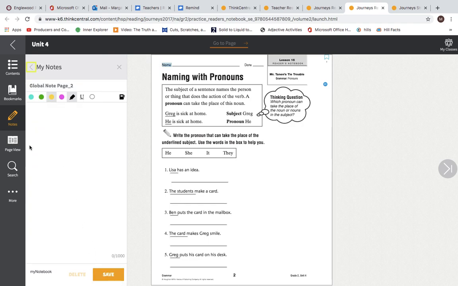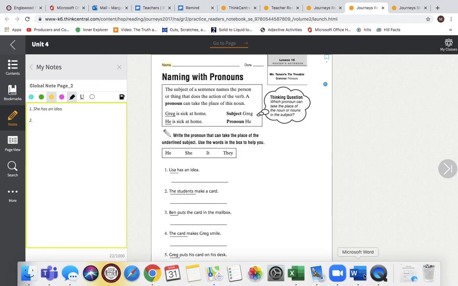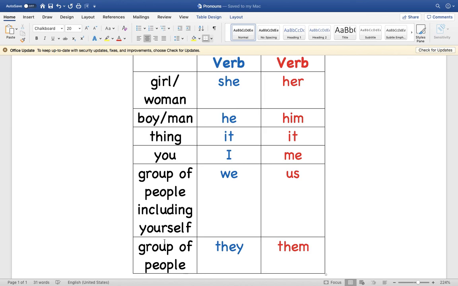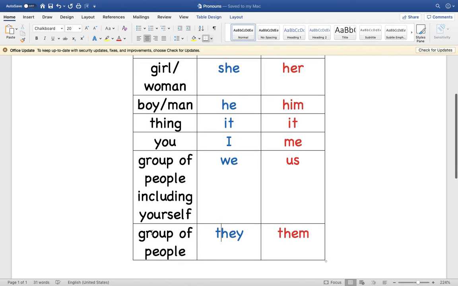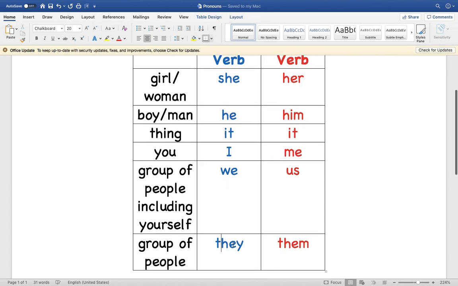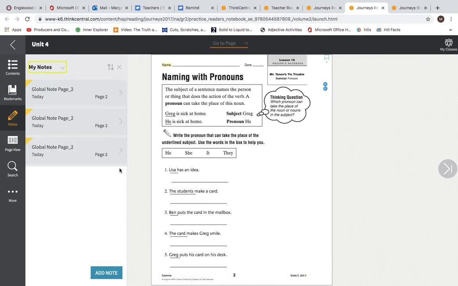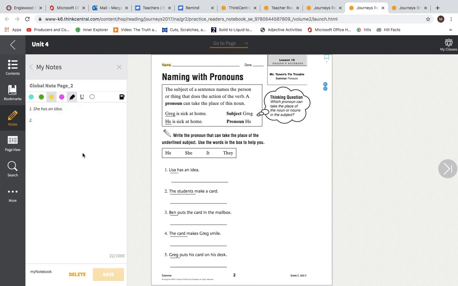A girl or woman, before the verb, should be she. So number 1, instead of Lisa has an idea, it's she has an idea. And I'll help you with number 2 here. The students make a card. The students is the noun that we want to replace. It describes people not including ourselves. It comes before the verb. So a group of people, not yourself, just a group of people, before the verb, it's they. So number 2 is they make a card.